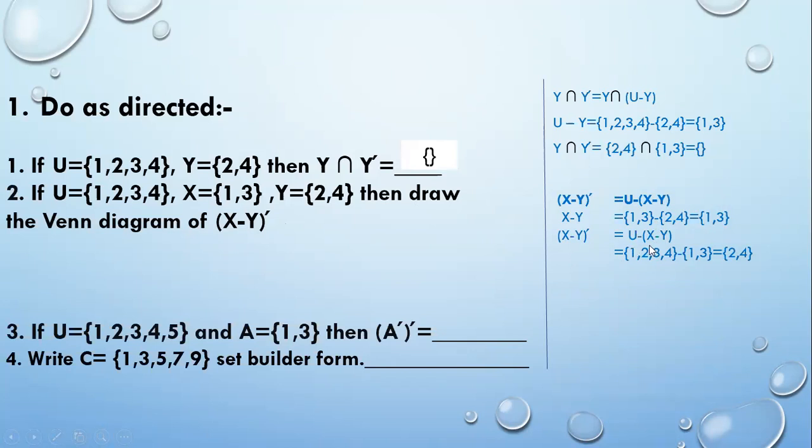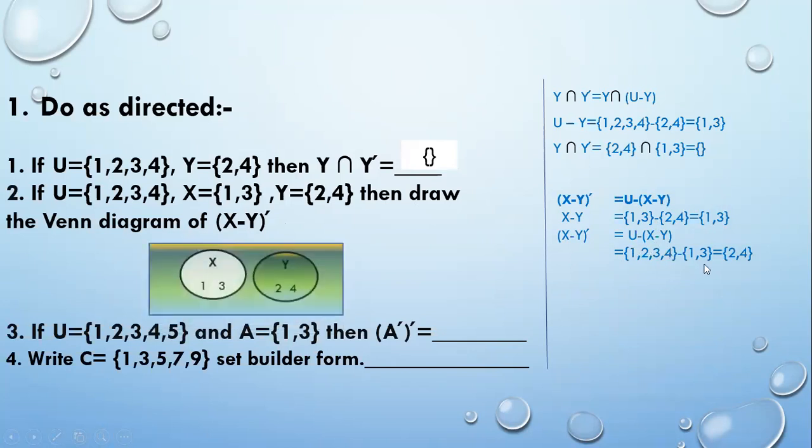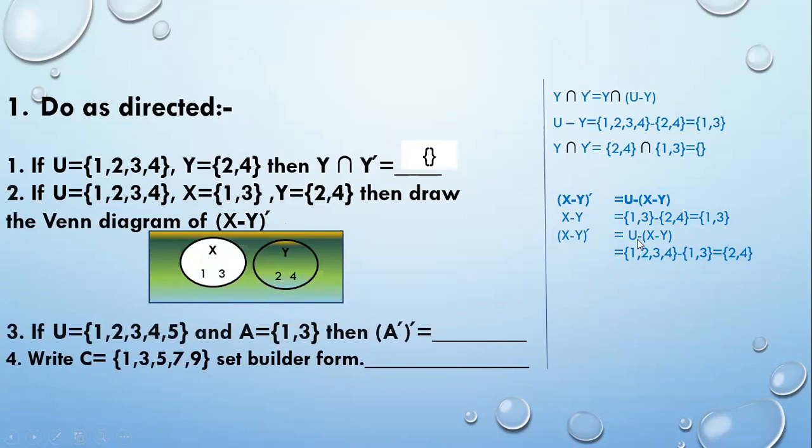Okay, now U minus X minus Y gives the answer 2, 4. How can we draw the Venn diagram? In this question, we only have to draw the Venn diagram. So here is the Venn diagram. We have to draw one rectangle and two disjoint circles. Why? Because all the elements are different. And the answer is 2, 4. So we have to shade only the answer, that is 2, 4.